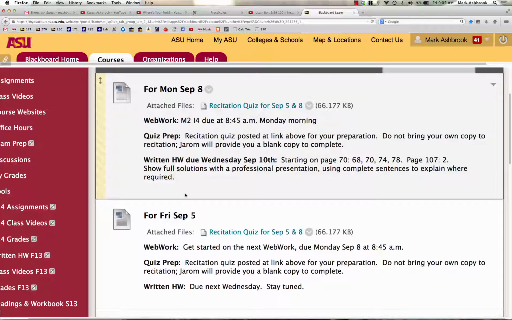Okay, and then I posted written homework last night, due Wednesday. So we're going to have written homework due on Wednesdays. I posted that in the Mondays section, so you know it ahead of time. And there'll also be a short web work due Wednesday morning. Any questions about administrative details? Okay.